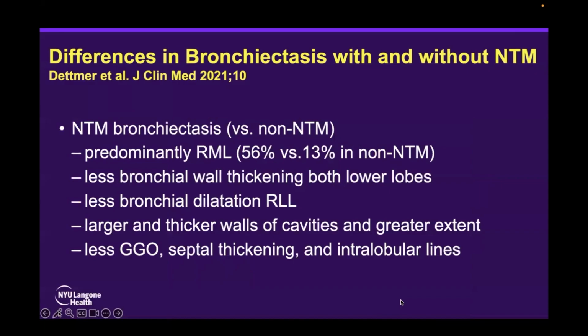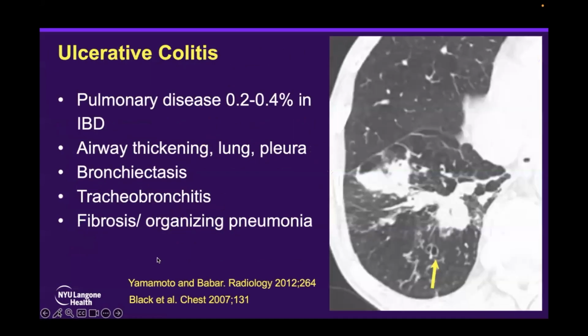In terms of differentiating patients that have bronchiectasis with and without NTM infection, those patients with NTM, not surprisingly, predominantly had more right middle lobe abnormalities. There was less bronchial wall thickening in the lower lobes. There was less bronchial dilatation also in the right lower lobe, and not surprisingly, thicker and larger cavities. And there was less ground glass opacity, something we typically do not see with NTM.